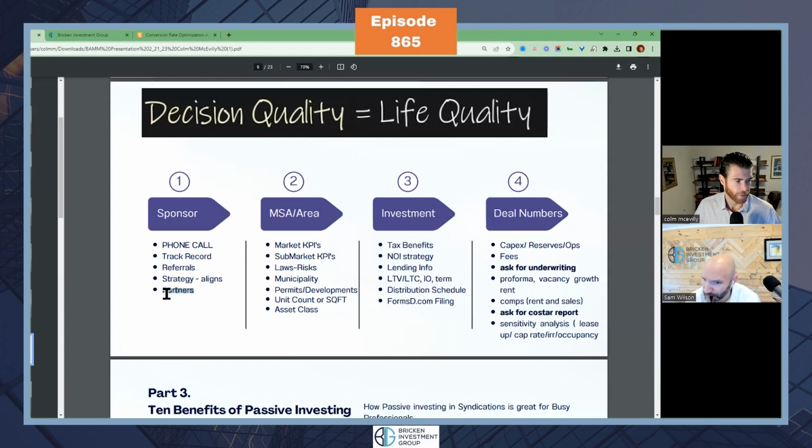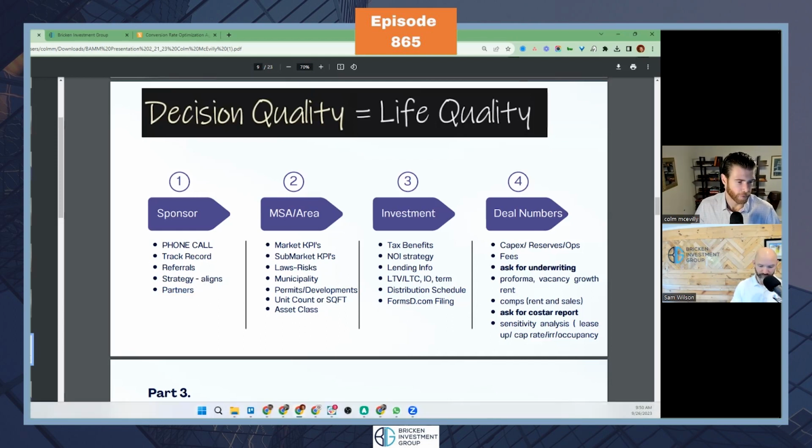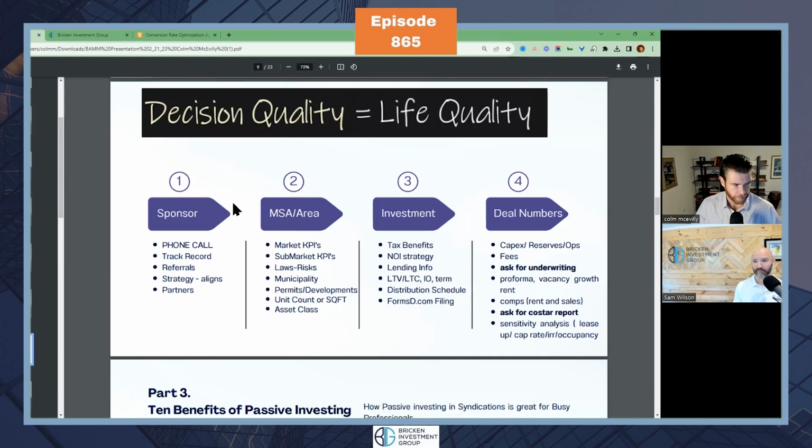And then also asking your sponsor why they partnered with that particular sponsor, because you're peeling the onion back and learning why the sponsor partnered with somebody else. That could show where the sponsor feels they might not be super strong or might not have enough resources, and time is a resource. So learning about your sponsor's partners is really important. That's the first step in this decision-making process.